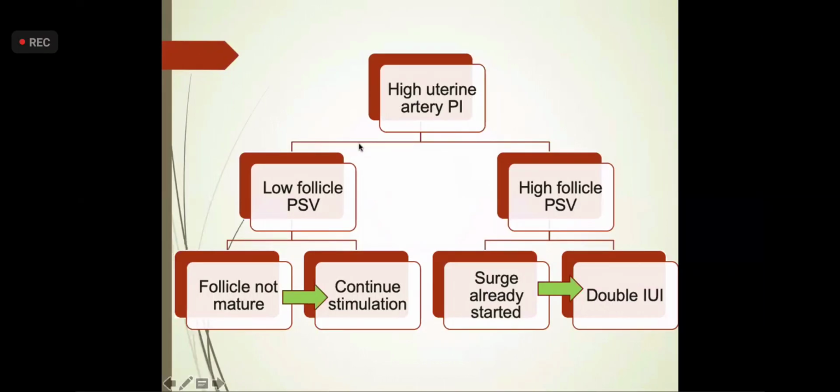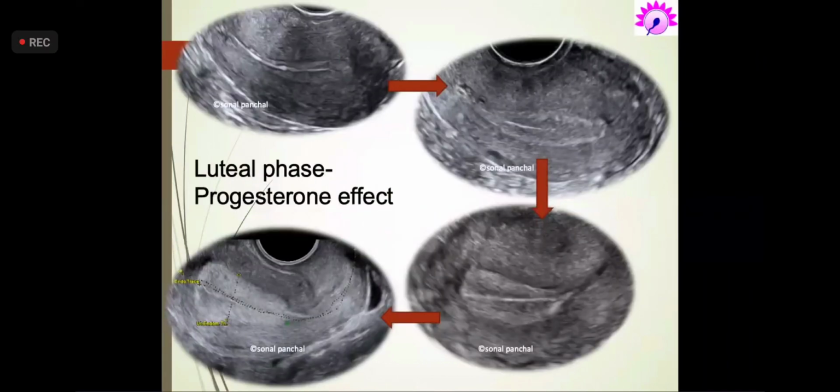But if I get low follicular PSV, that means the follicle is still not mature and I must continue stimulation till I get proper parameters. Remember, Doppler is not to cancel the cycle, it's to time the cycle properly. Now, this is the effect of the surge on the vascularity.